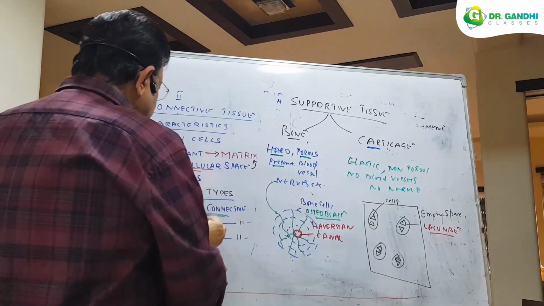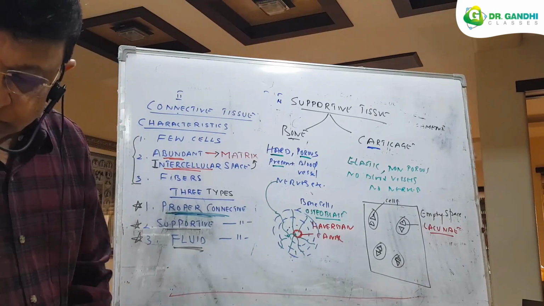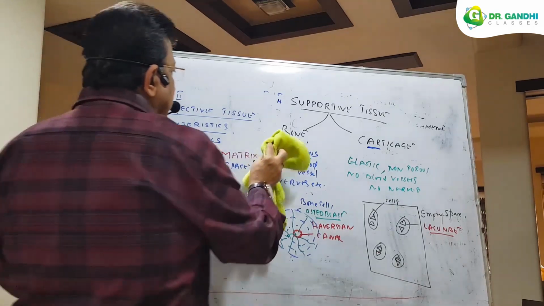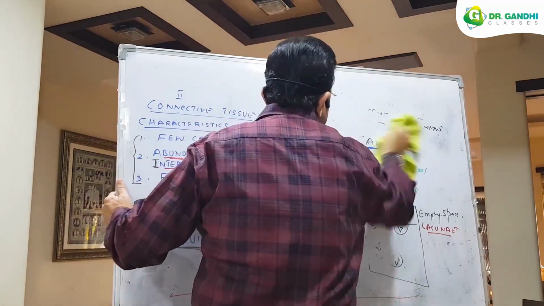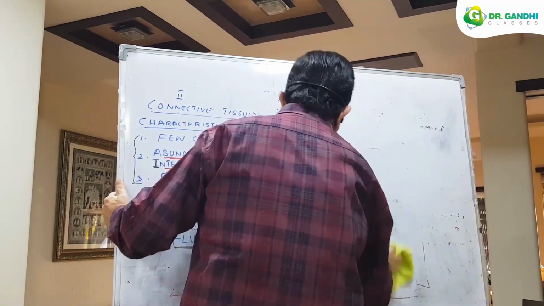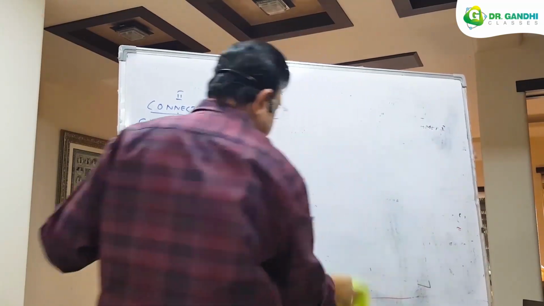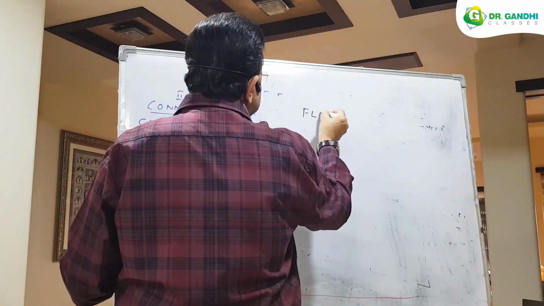Okay. After that, we now go to the fluid connective tissue. The fluid connective tissue is your blood. So we now go to the last one, the fluid connective tissue. Not the last one, sorry. The last one in connective tissue. So the last connective tissue is a fluid connective tissue.